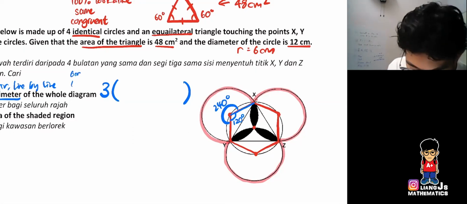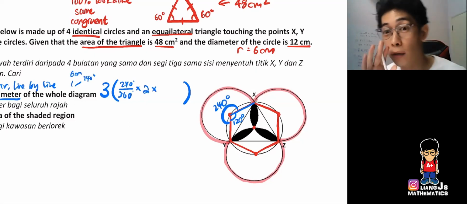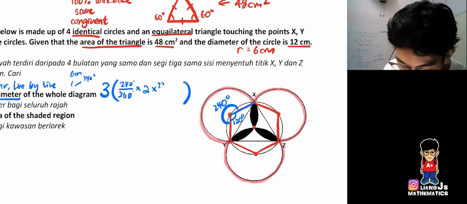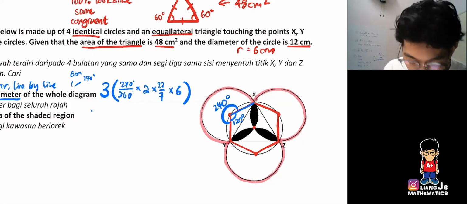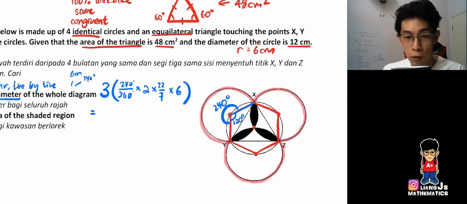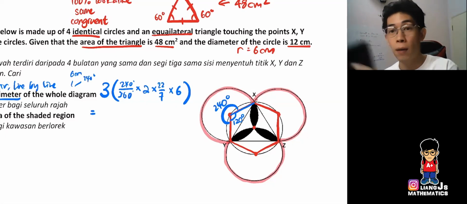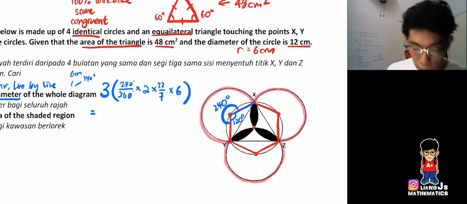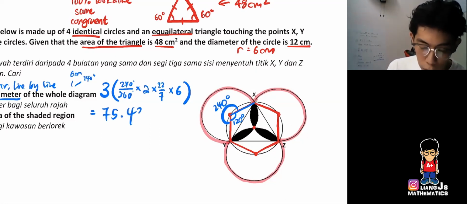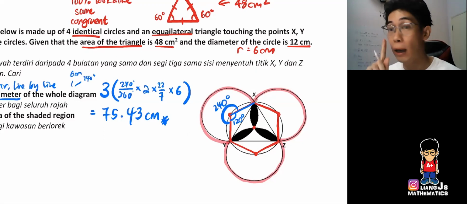My radius is 6 cm, my angle is 240, so I get 240 over 360 times 2 times pi. Pi is not given, so I use the fraction 22 over 7, times the radius of 6. Of course, you'll be getting decimal points, it's fine. 240 over 360 times 2 times 22 over 7 times 6. Whoa, weird decimal point. Then you times with 3, and you get 75.43 cm. That's the answer for your A.